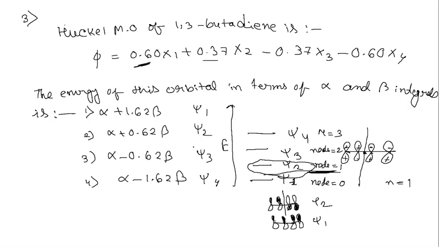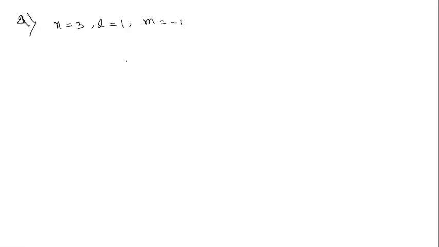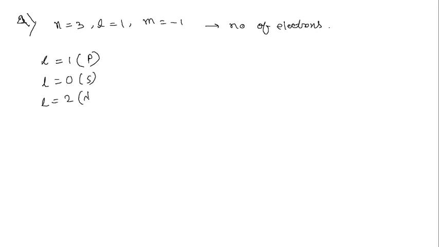Okay, I think that's fine. So they are telling the number of electrons, so we have to calculate. Okay, so what orbital are they talking about? N equals 2 and L equals 1. L equals 1 means p orbital, L equals 0 means s orbital. These things you already know. So the orbital will be 3p orbital.